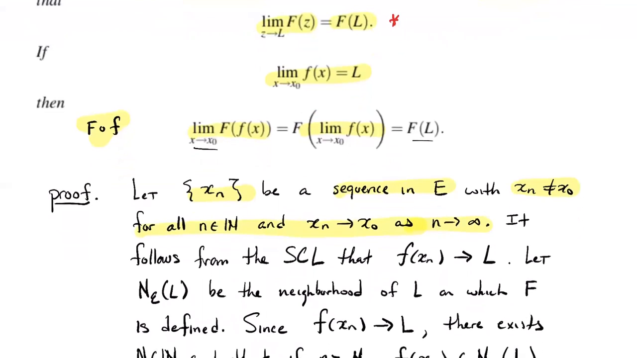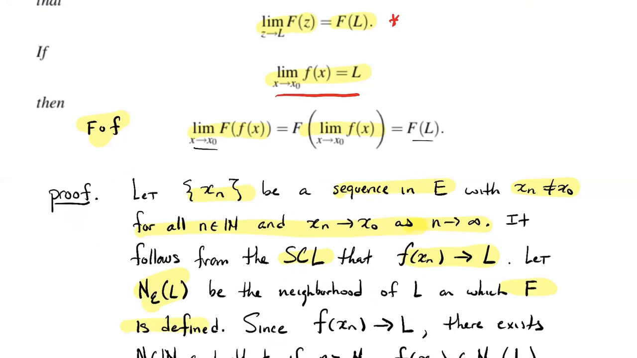I'm going to first apply the sequential limit criteria to the fact that little f has limit L. So this xn is converging to x naught, so the image sequence converges to L, because the limit as x goes to x naught of f of x is L. That's using the sequential limit criteria applied to little f. Now, the hypothesis of the theorem said that capital F is defined on some neighborhood of L. So let's call that neighborhood N sub epsilon. So there's some epsilon neighborhood of L on which capital F is defined. All right, so there's some interval around L.